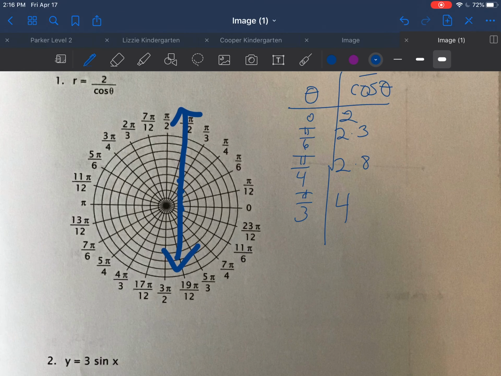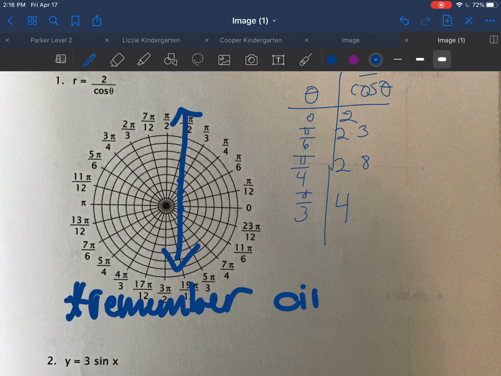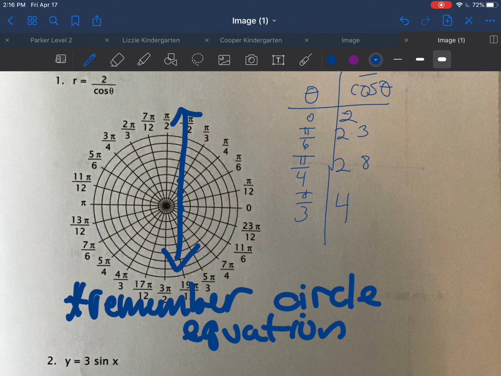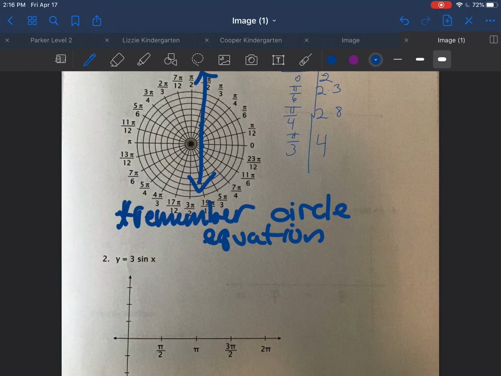My hint here for you on this is to remember the circle equation. Like the equation I would give you that would graph a cute little circle around ring 2 or ring 4 or something like that. So remember the circle equation.